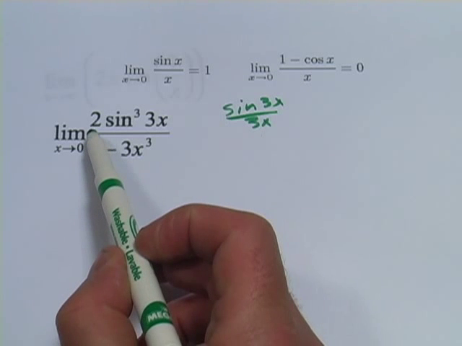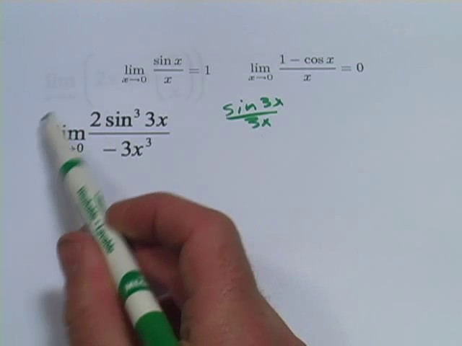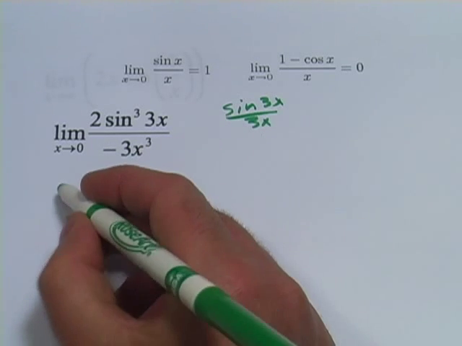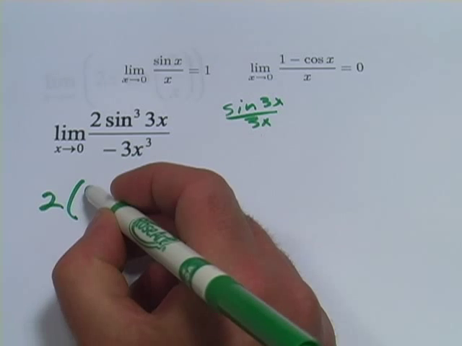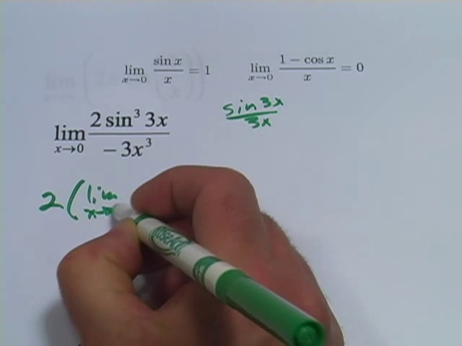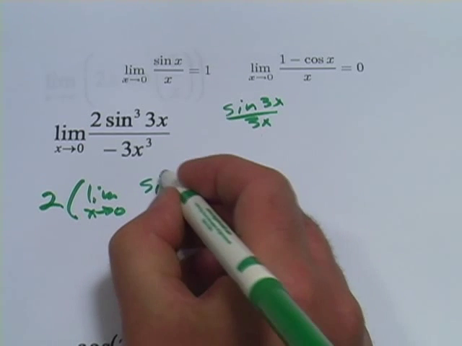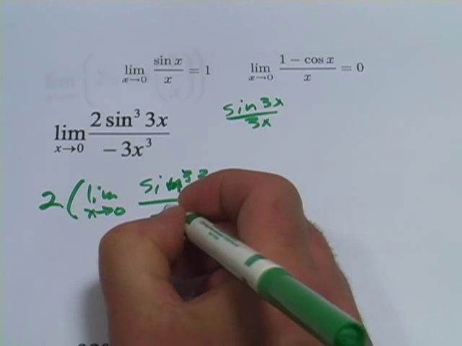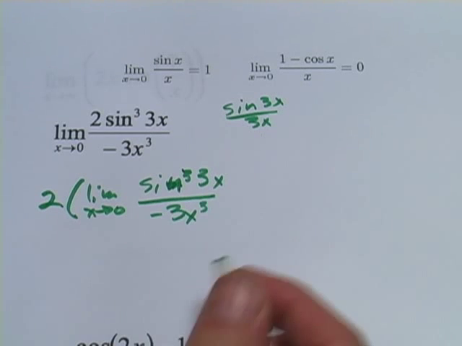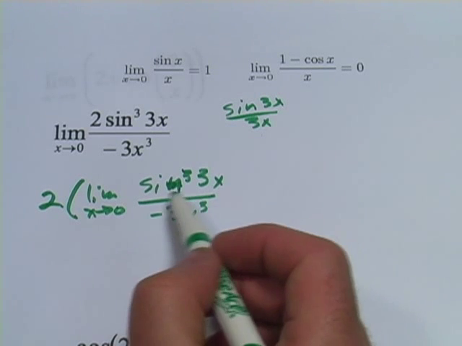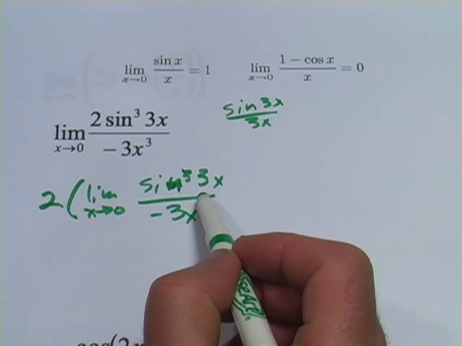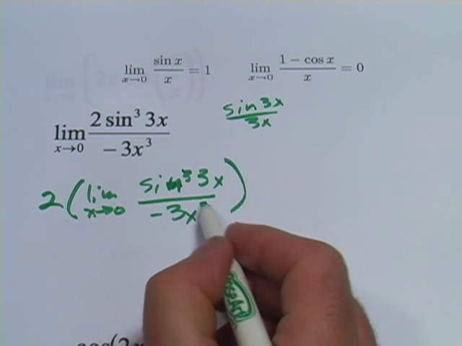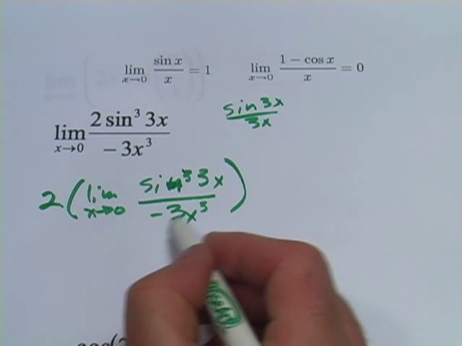First of all, I'm going to pull this 2 out, because you can take a constant outside the limit. It won't affect the problem. It's the same problem. So I'm going to rewrite this as 2 times the limit as x approaches 0 of sine cubed 3x over negative 3x cubed. Now what I notice here is I've got three sine 3x's on top. This is cubed. And on the bottom I've got three x's, and I've only got one 3.